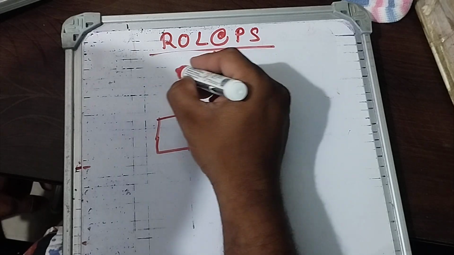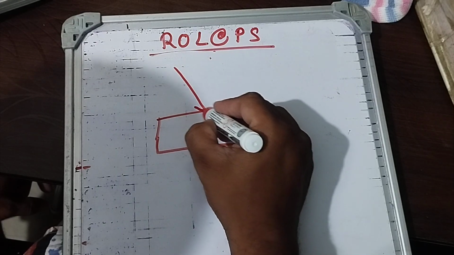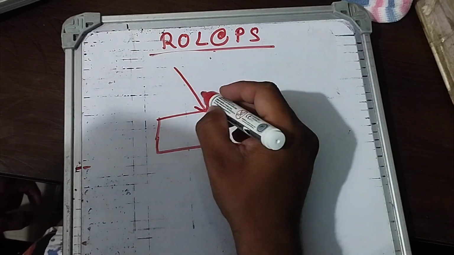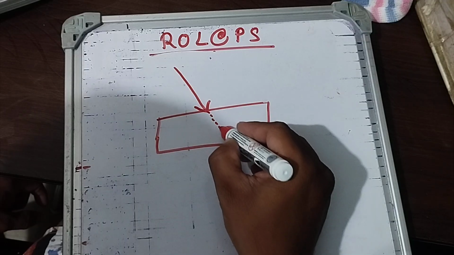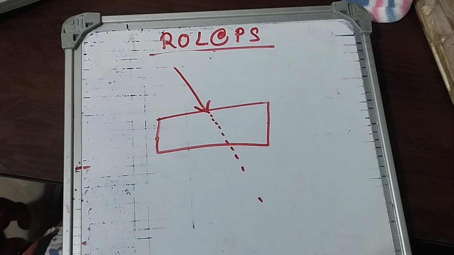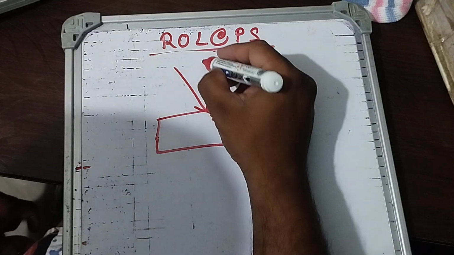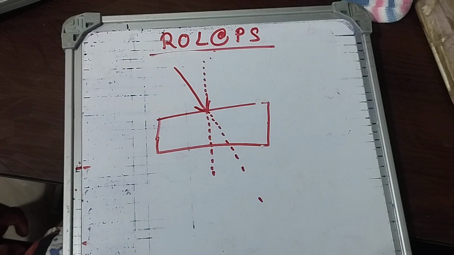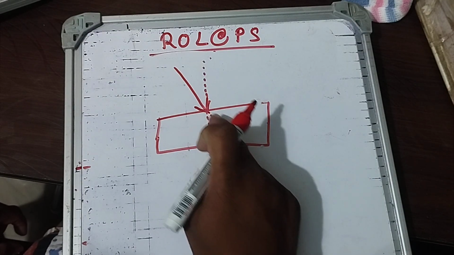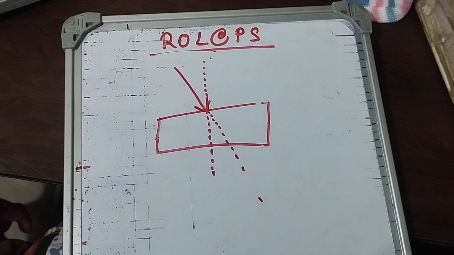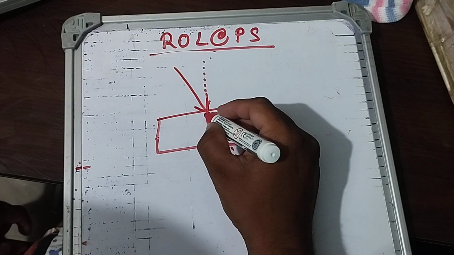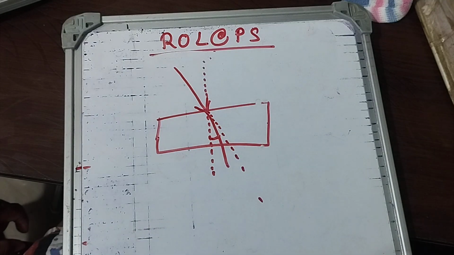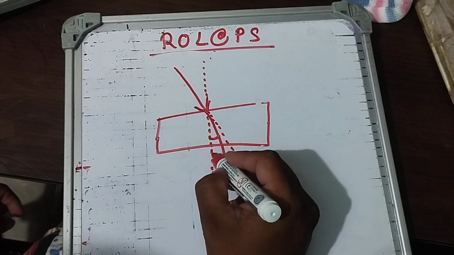When light falls on this, what happens? It does not reflect back to the same medium. Instead, it passes through that transparent medium. Here also this is the normal line. This is the actual path of the light; it should go like this. Instead of going that way, it will bend towards the normal and makes an angle. That is called the angle of refraction.